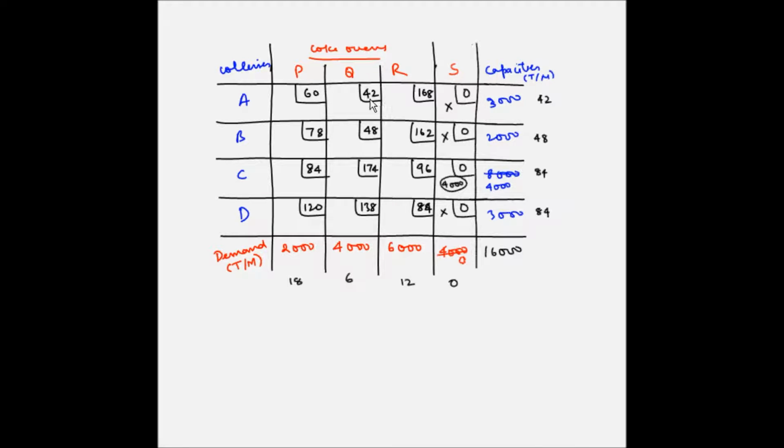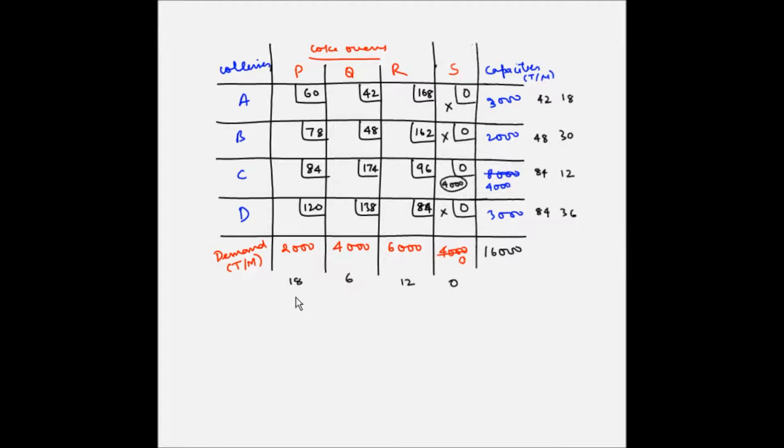So for the first row, the lowest is 42 and the next lowest is 60. So the penalty cost is 60 minus 42, which is 18. For the second row, 78 minus 48, which is 30. For the third row, 96 minus 84, which is 12. For the fourth row, it is 120 minus 84, which is 36.